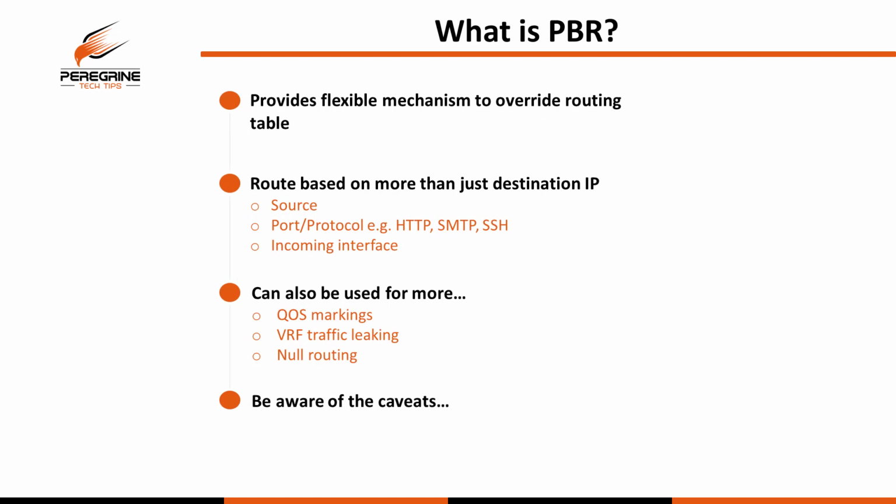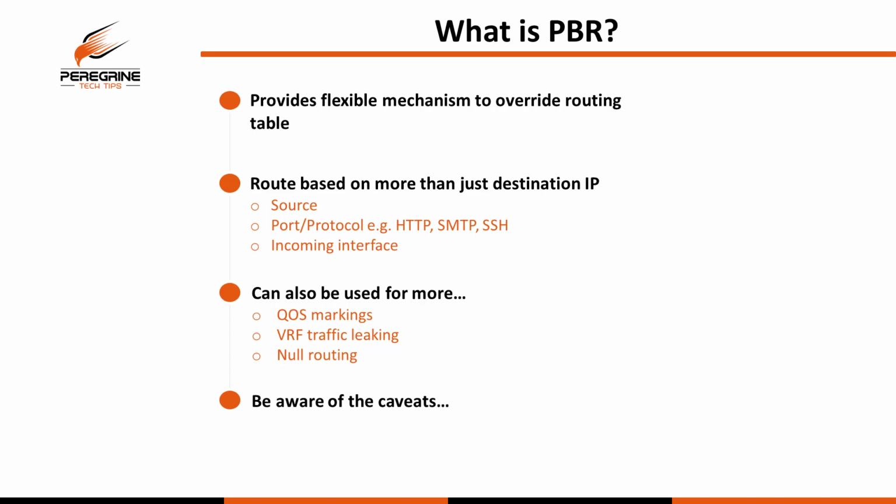So what is PBR? Essentially PBR allows you to override the routing table and in turn override the forwarding table. You may be running OSPF and it's calculated that link A is the shortest path, but you may want to create an exception to this and for a specific set of criteria send traffic via link B. PBR would give you the flexibility to do that.